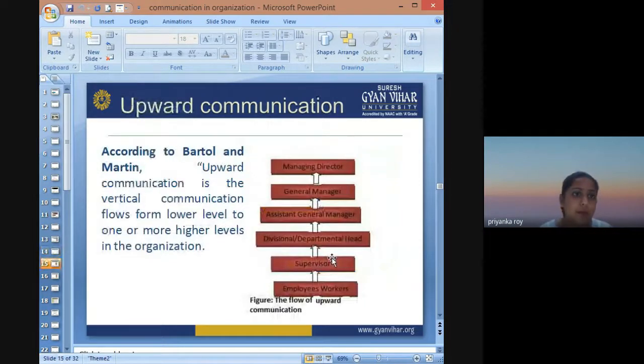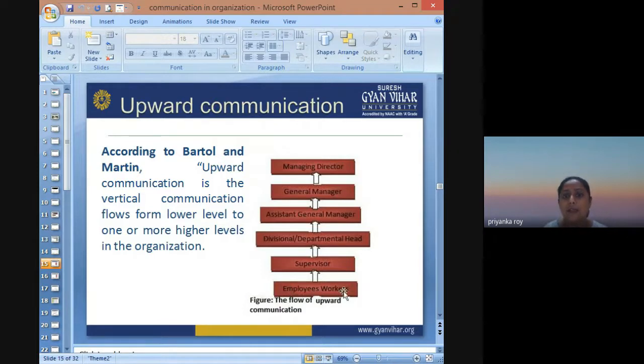Taking up upward communication, according to Betrol and Martin, upward communication is the vertical communication flow from lower level to more higher level in the organization. If you see employee workers to supervisors of that organization, then departmental head, then assistant general manager, then manager, and then managing director will receive the information. This is a structure I'm talking about in an organization, that the information is flowing from bottom to top.